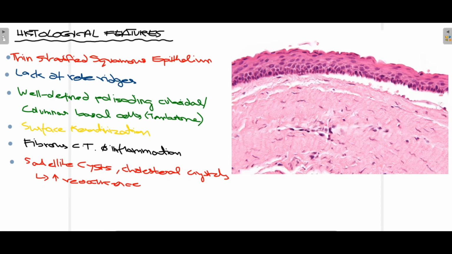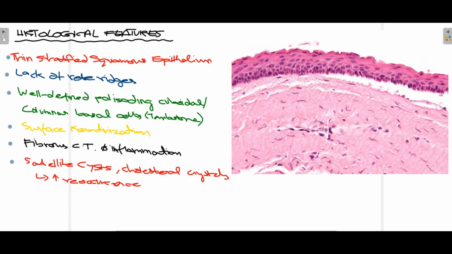Thirdly, you can also appreciate the well-defined palisading cuboidal or columnar basal cells. This is a characteristic tombstone appearance which you can appreciate when you're looking at a slide of OKC. Fourth feature, which is very important, is the surface keratinization. You can see in this histological slide, keratin is present in the topmost layer. So this is parakeratinized epithelium.